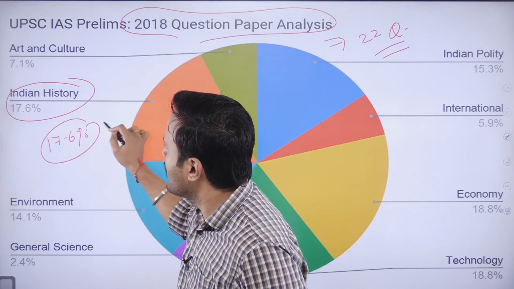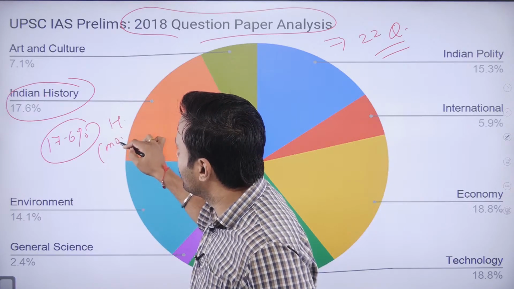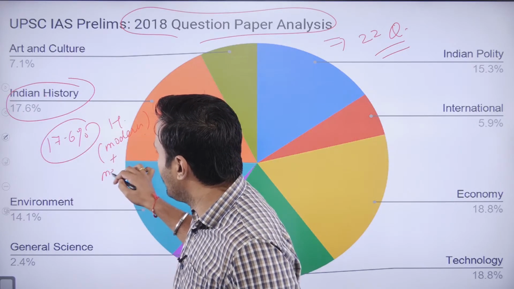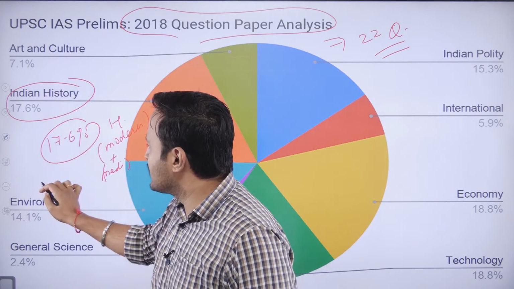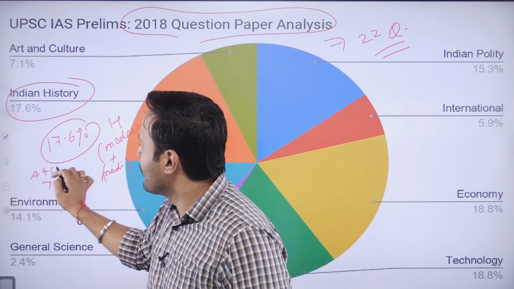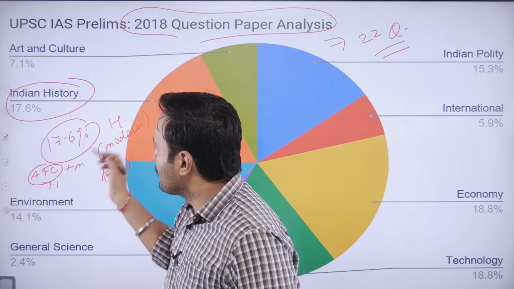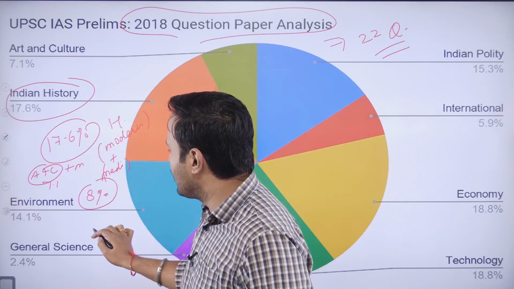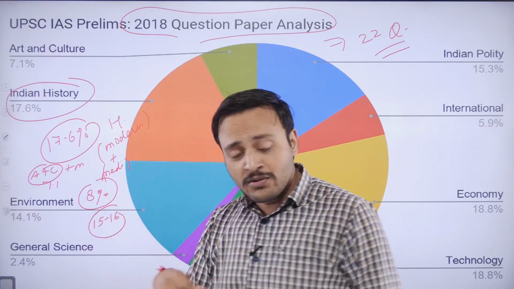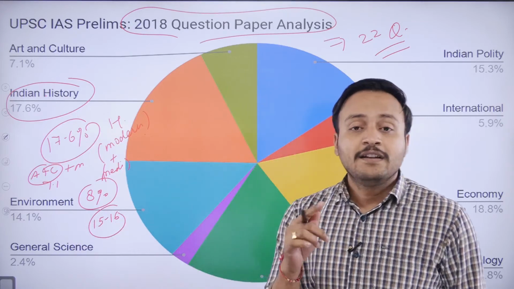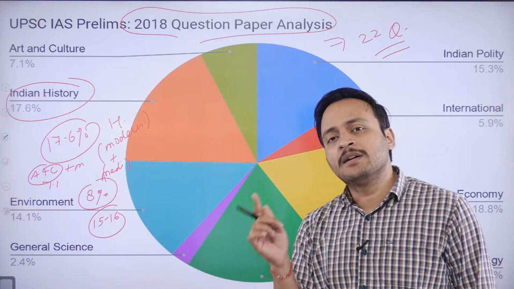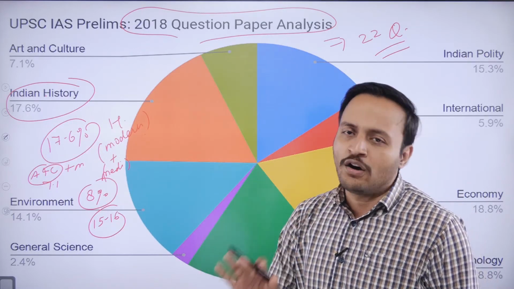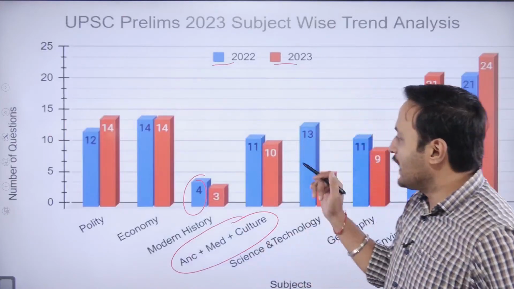17.6% from history, that is modern, okay. Art and culture, this is also including medieval, okay. So art and culture is just 7.1%. If we add medieval also, it's hardly 8%. And this is more like 15 to 16%. Almost double the number of questions were coming, right? Double or twice the number of questions were coming from modern history as compared to ancient, medieval and culture combined all together.